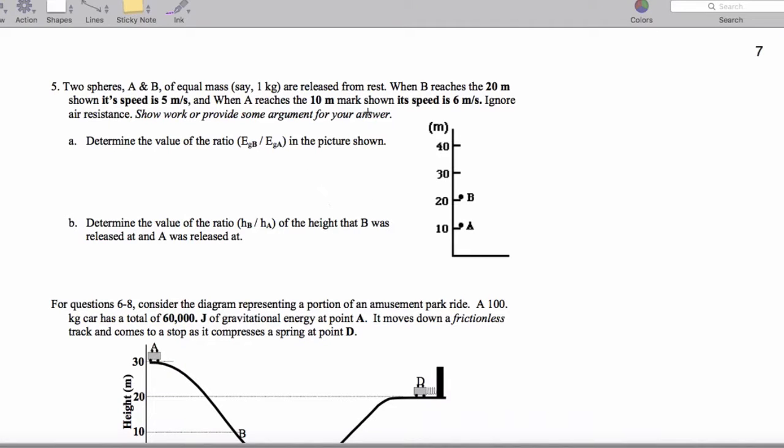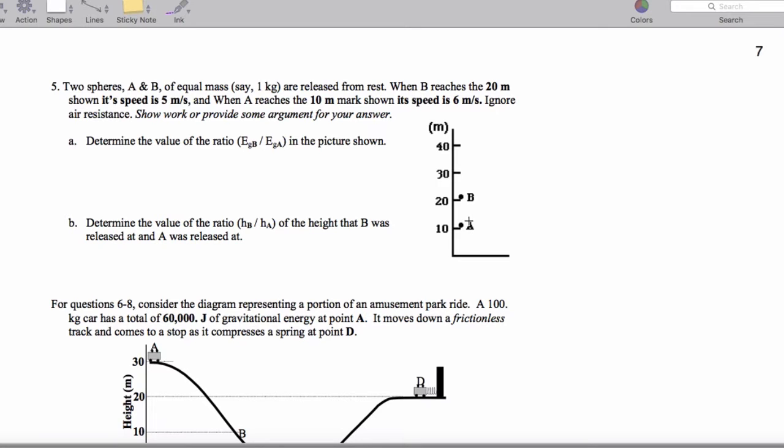Alright, I wanted to review this problem because I remember on the first test we had a little bit of an issue with it. So, we have two spheres of equal mass and they're released from rest. When B reaches the 20-meter mark, its speed is 5 meters per second. And when A reaches the 10-meter mark, its speed is 6 meters per second.